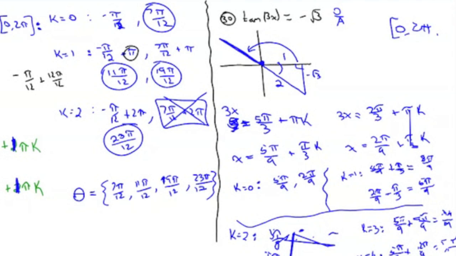And 20 pi over 9, what's wrong with that? It's too big. So my answers are 17 pi over 9, 14 pi over 9, 11 pi over 9. Wait, why? I thought we only had to do up to 2 pi. This is bigger than 2 pi.